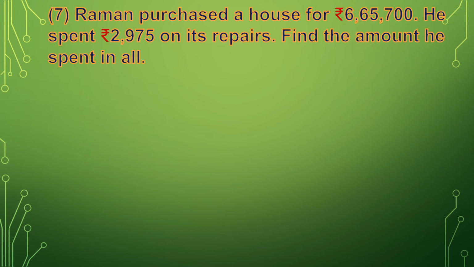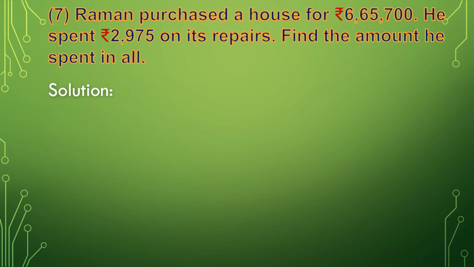And the last is question number 7. Raman purchased a house for rupees 6,65,700. He spent rupees 2,975 on its repairs. Find the amount he spent in all. Can you tell me what we have to do in this question? Addition or subtraction? Read the last statement carefully. Find the amount he spent in all. That means we have to do addition.